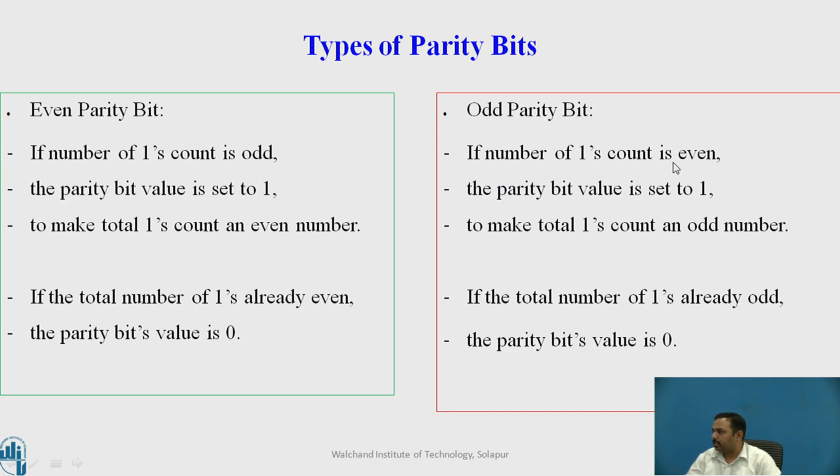And it is vice versa for odd parity. If the number of ones is even, the parity bit value is set to 1 to make the total count an odd number. If the total number of ones is already odd, the parity bit value is set to 0. Likewise, we have two types of parity, that is even parity and odd parity.